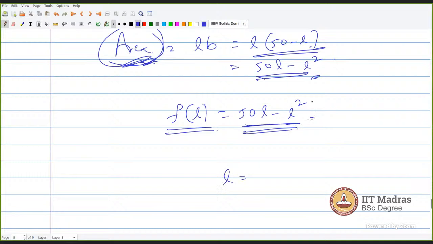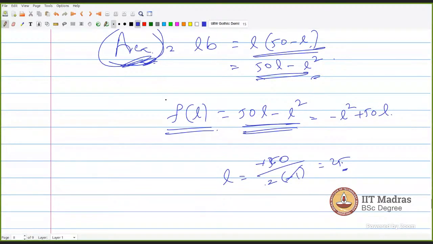50 divided by minus 2 into 25... minus 50 divided by minus 2 gives 25. So when my length is 25 meters, I will actually get the maximum area.